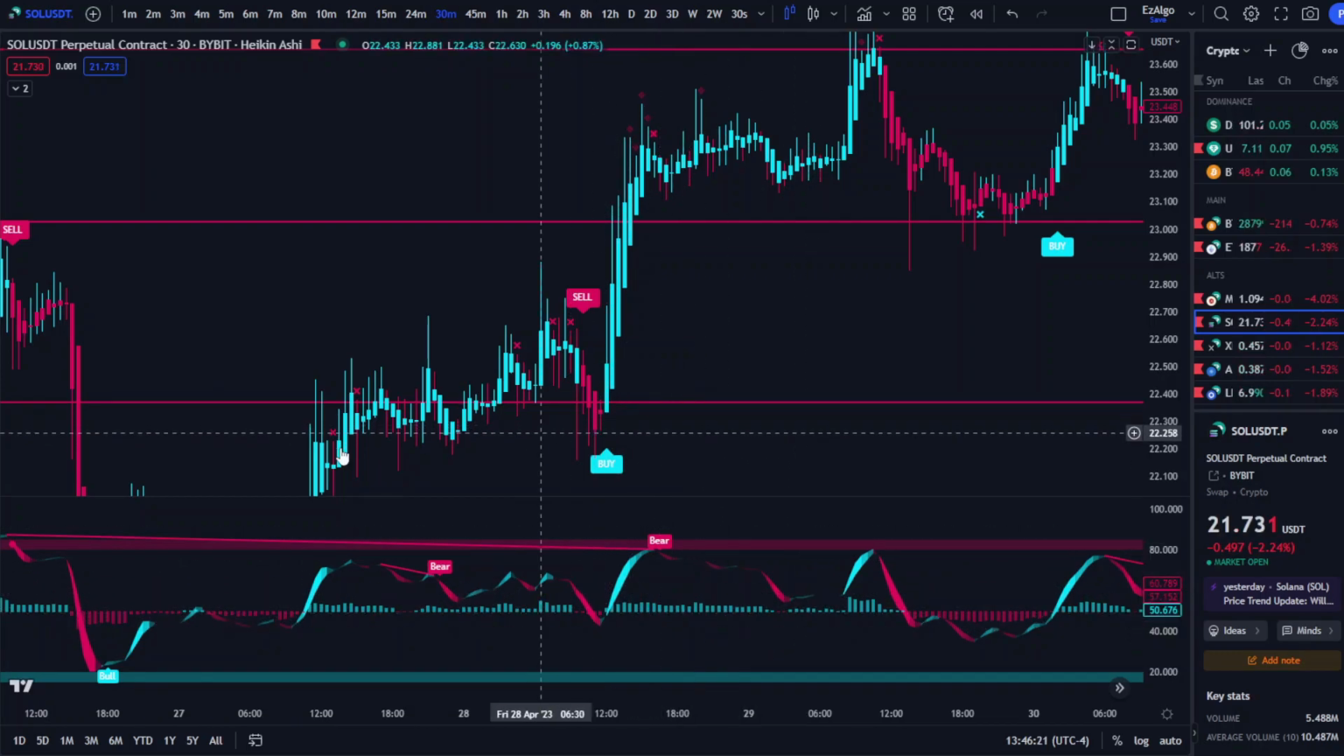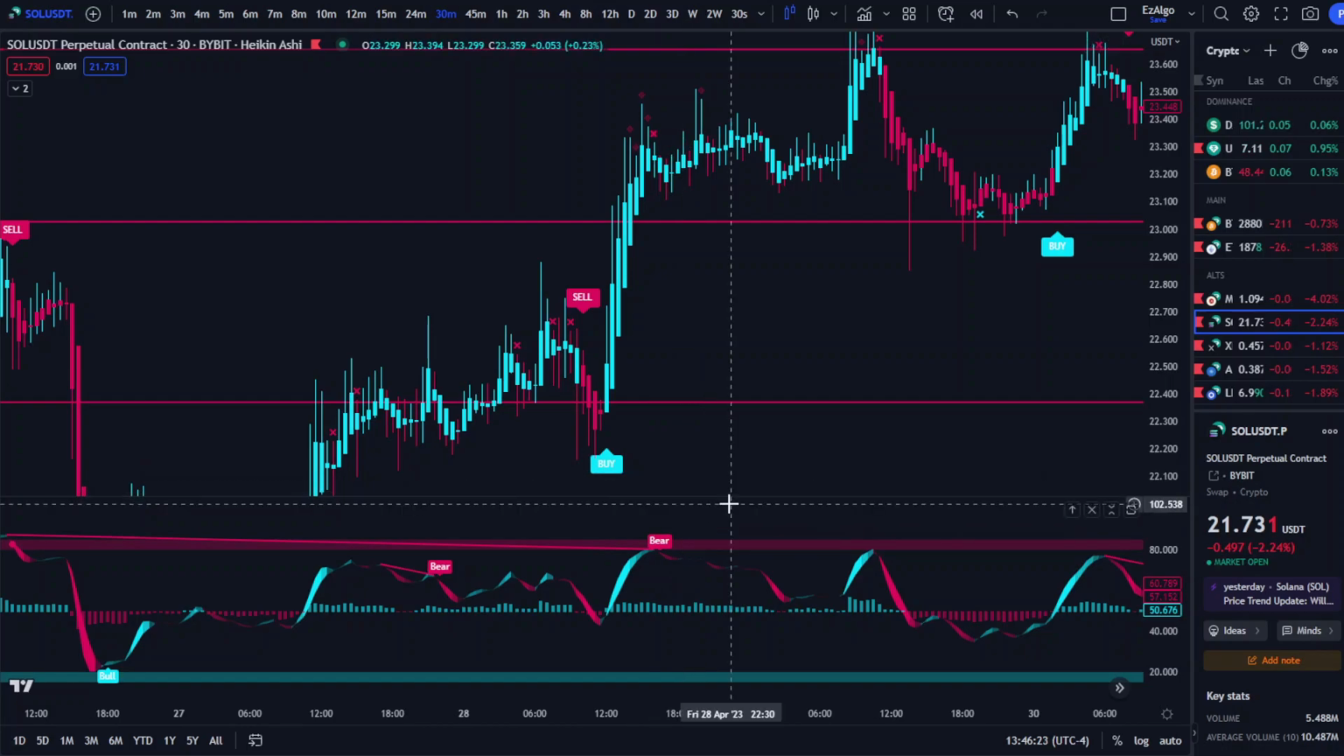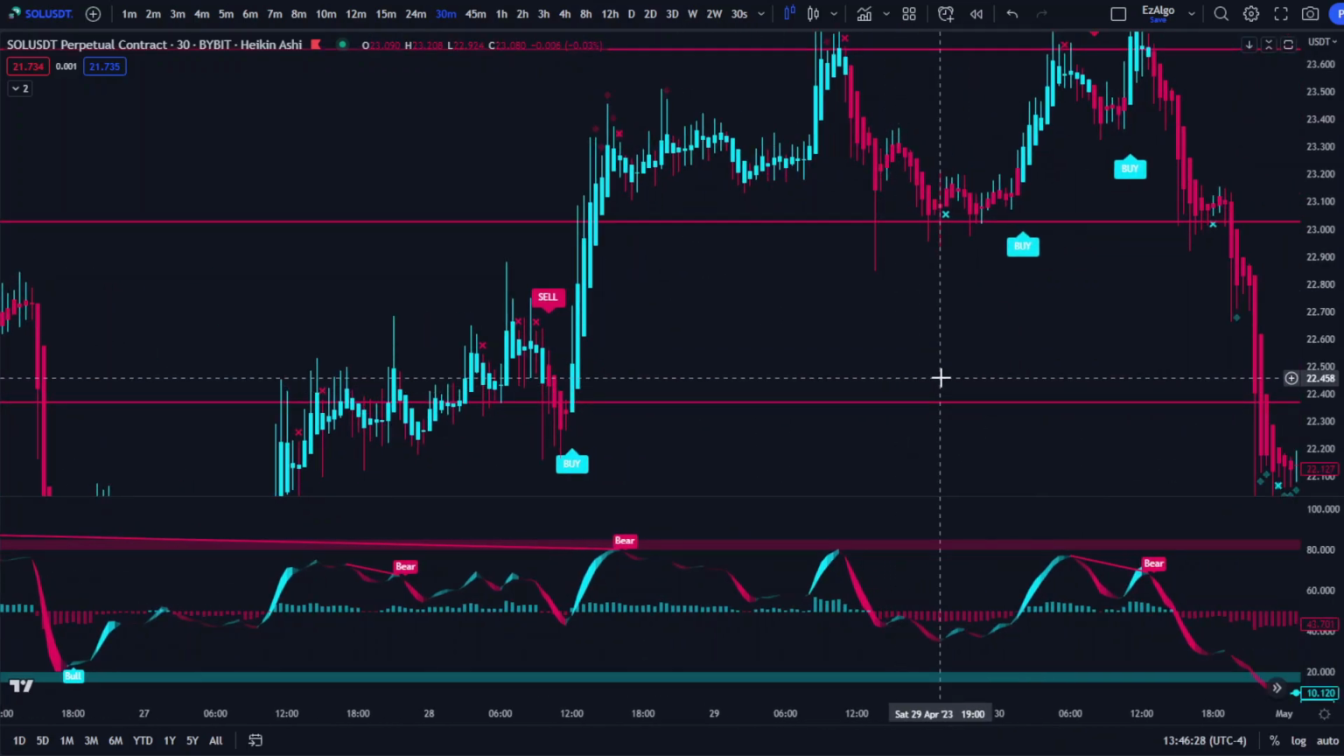So in a case like this, it's up to you whether you want to take these bearish divergences. That's why we have the volume there. If the volume is still bullish, increasing to the upside, then it's best not to take these divergences.